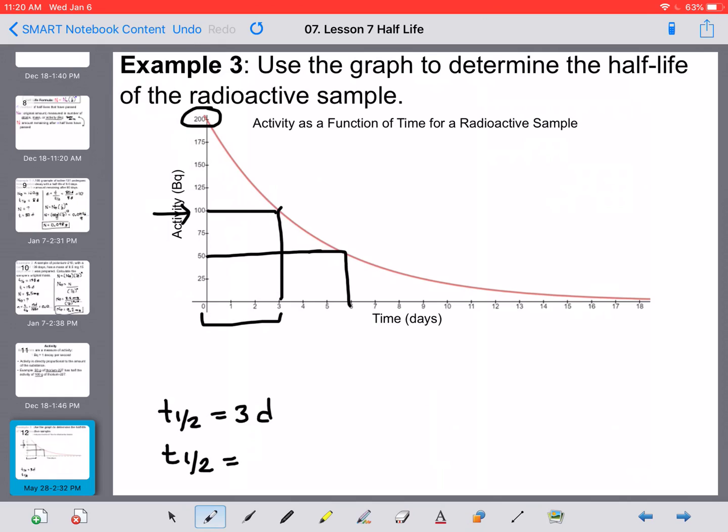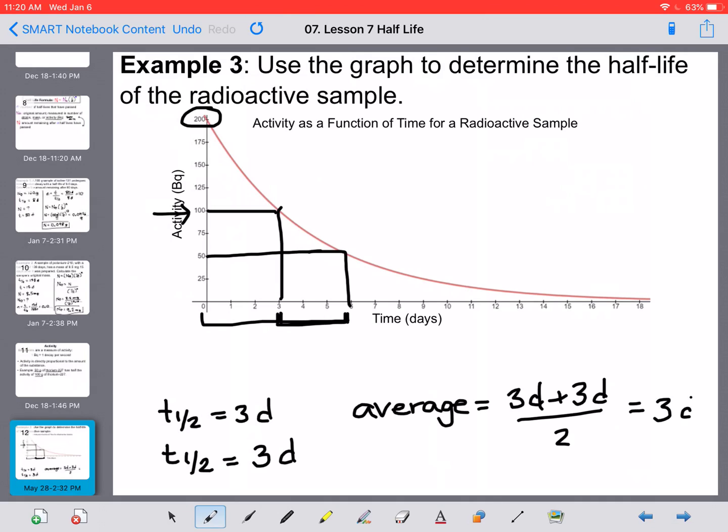So again, okay, now I find that the half-life went from 3 days to 6 days. So 3 days to 6 days, that's also just a difference of 3 days. And then what I would do is I would average these together. Now in this case, they're the same value, so it's easy to see that the average is just 3 days. But sometimes when you do this, depending on if the graph is perfect or not, you might get slightly different values for the different half-lives. So just make sure you do it twice or more and then just average them together.